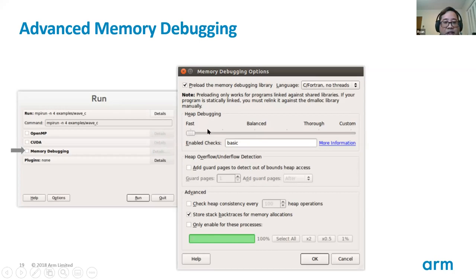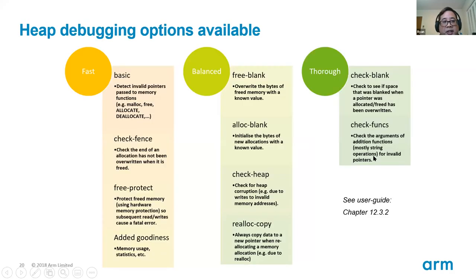So as you move this slider from left to right, you're going to enable more checks. And based on the different checks, it'll do different things.